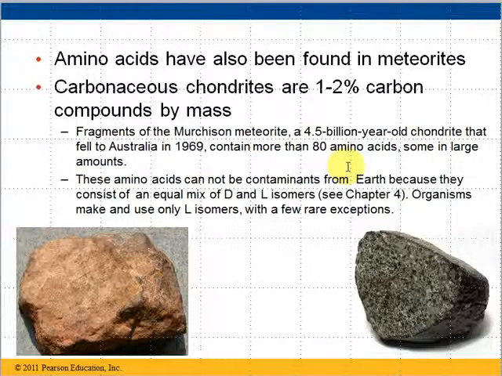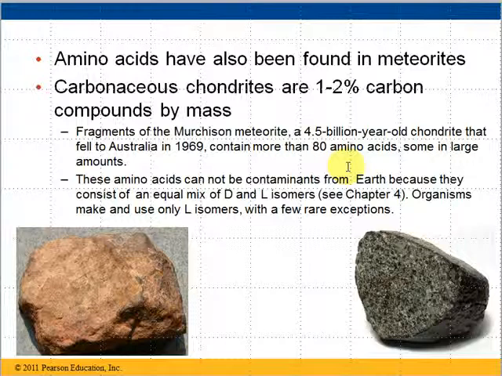You remember we talked about isomers back in chapter 4, where here on Earth, organisms make and use only the L isomers with only a few rare exceptions. So the fact that the isomers inside the meteorite were basically a 50-50 mix of D and L tells you that it didn't likely come from Earth.